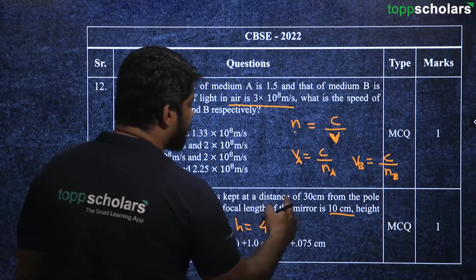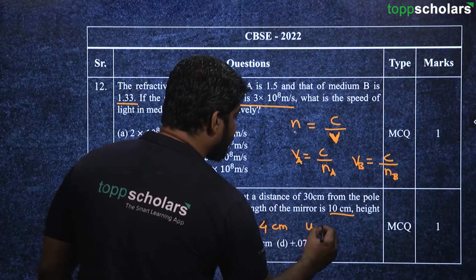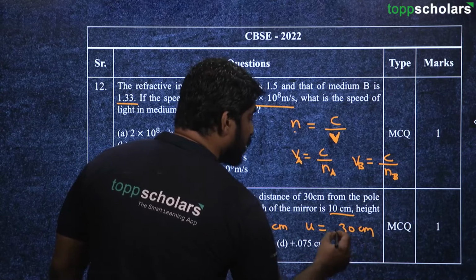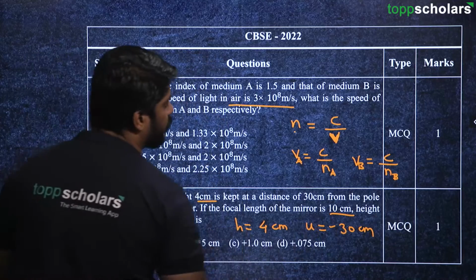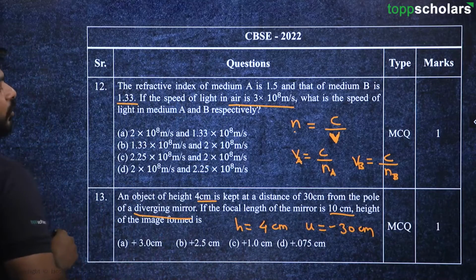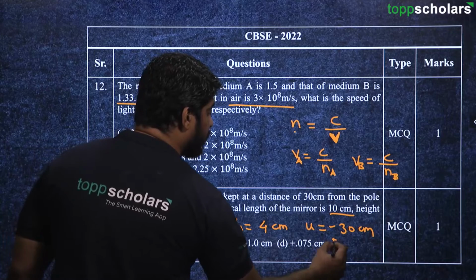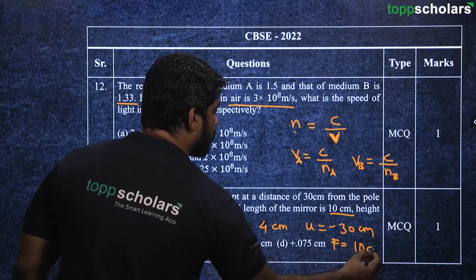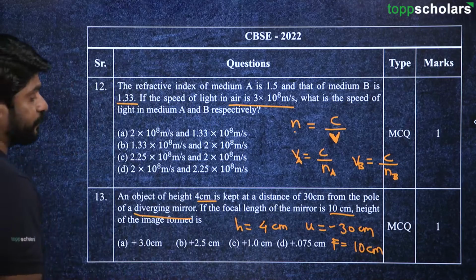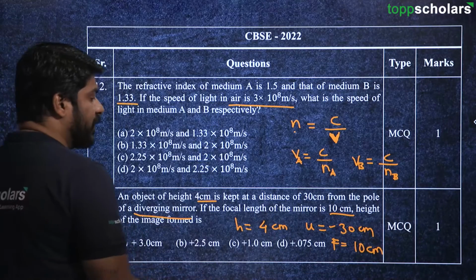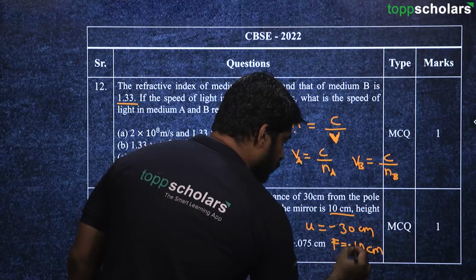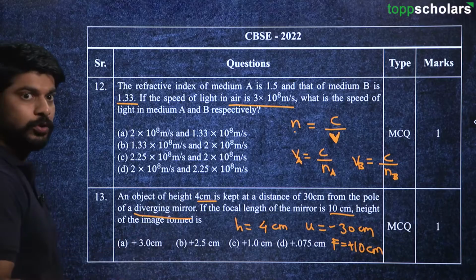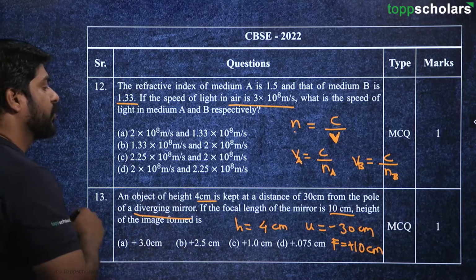Then it is kept at a distance, that means object distance is given, which is 30 cm, but according to sign convention it is negative 30 cm from the pole. Then the focal length is also given. So F is 10 cm. And since it's a convex mirror, it is going to be a positive focal length, because it's a virtual focal length for this particular mirror.